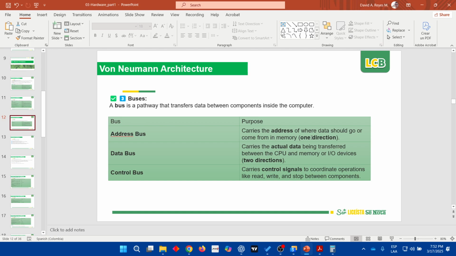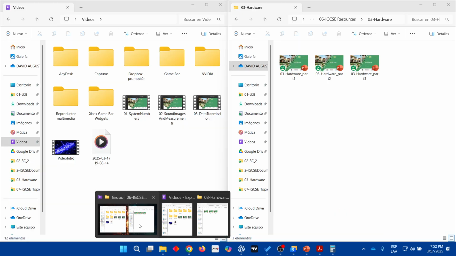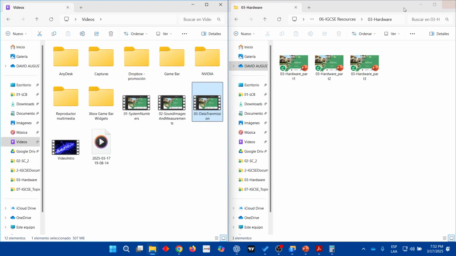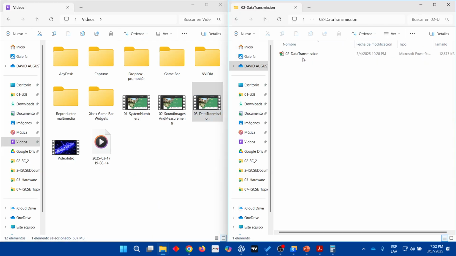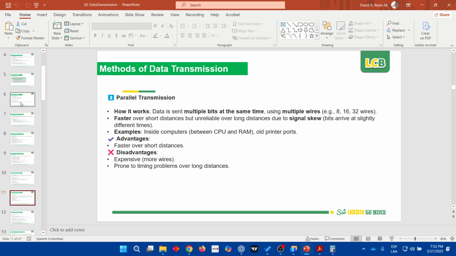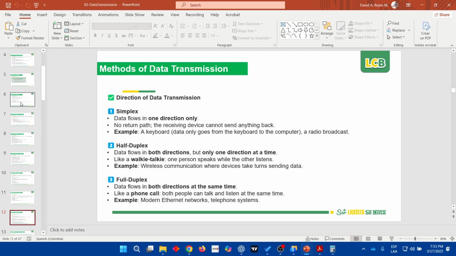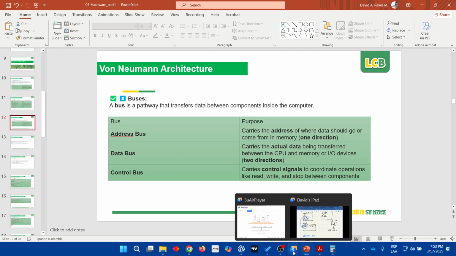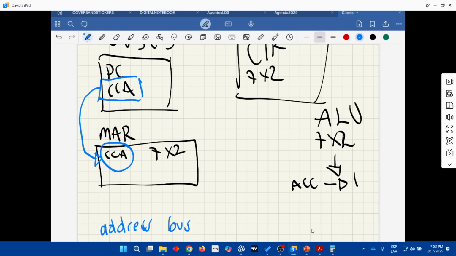Okay? So, if you remember our previous video where we had data transmission, in data transmission we have this part. Let me show you simplex. This one that is called simplex. Remember that in simplex, information travels just in one direction. So this is what we have here. So one direction from here to here.